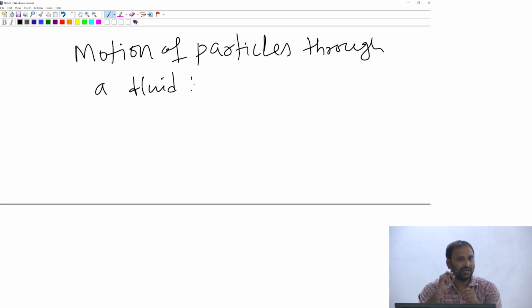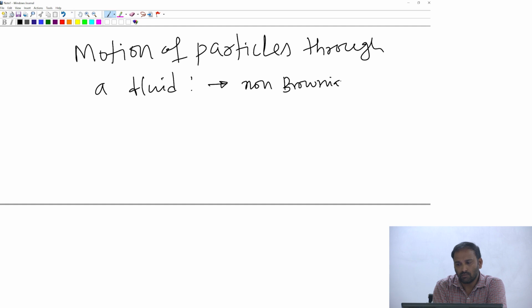Okay, so we're going to continue the same theme, that is the motion of particles through a fluid. However, we are going to look at the case of non-Brownian particles, that is, particles that are much larger in size. It turns out that the motion of larger particles is something you come across in a lot of processing operations.